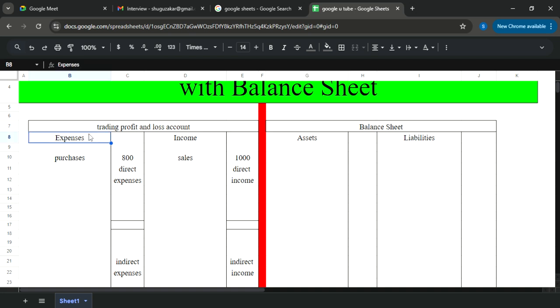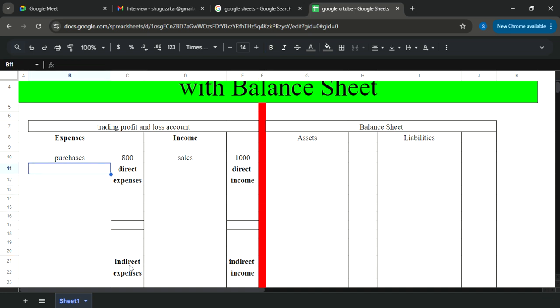Alright guys, first we have divided this page into two parts. At the left side we were writing expenses, on the right side we were writing income, and then again we have divided this part into two further different aspects. Upper part of expense side would be called direct expense, and lower part would be called indirect expenses, and lower part of the right side would be considered indirect income.